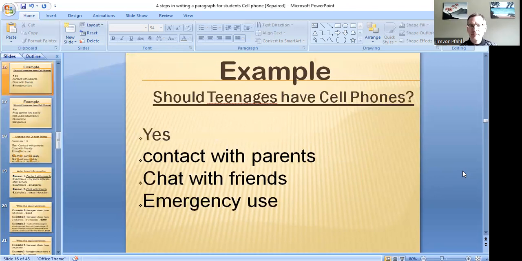So I can say yes. Well, what are some reasons? Contact with their parents, chatting with their friends. Maybe there's an emergency that they need to report. I think those are legitimate reasons for having a cell phone.